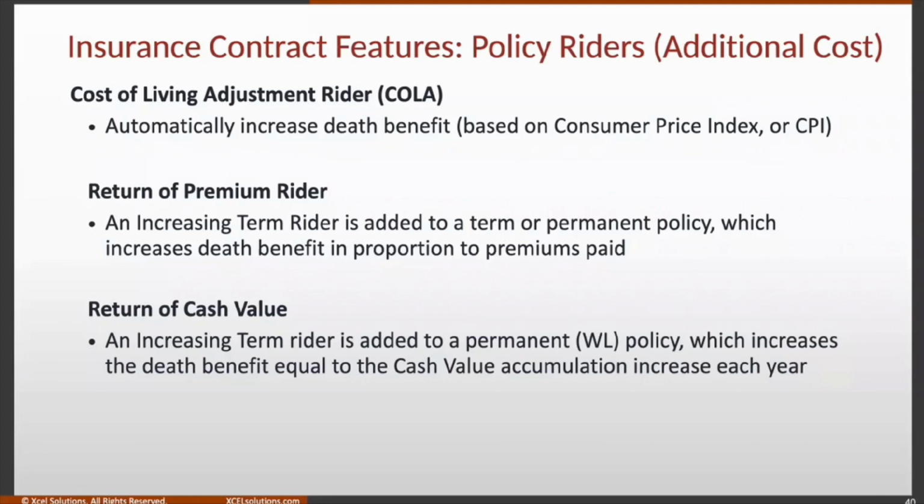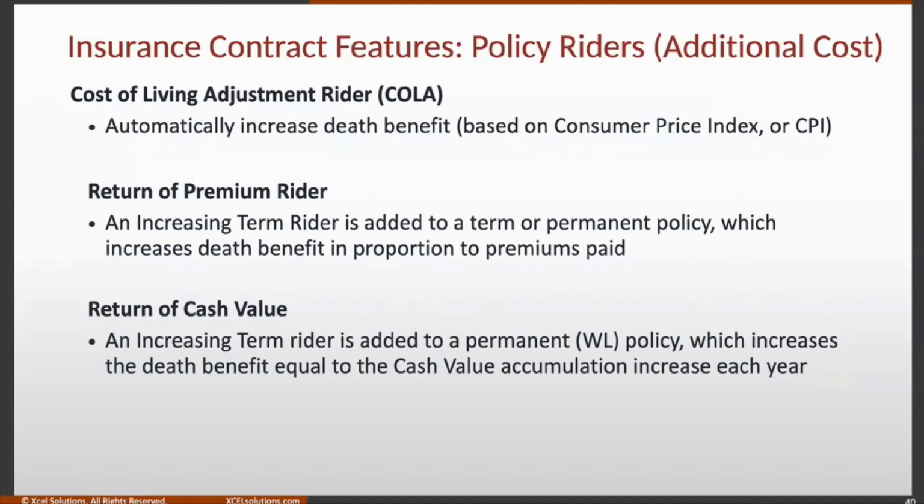Return of premium rider is another rider we can add to a life insurance contract. An increasing term rider is added to a term or a permanent cash value life insurance policy, which increases the death benefit in proportion to the premiums paid into the contract. That's an increasing term rider, which we talked about earlier, that is used on a whole life insurance policy where the increasing term rider increases based on increases in premium payment into the contract. So if you have the return of premium rider in your contract and you die, not only will the death benefit be paid out to your beneficiary, but so will an amount of the term rider equal to the premiums you have paid in for the contract.